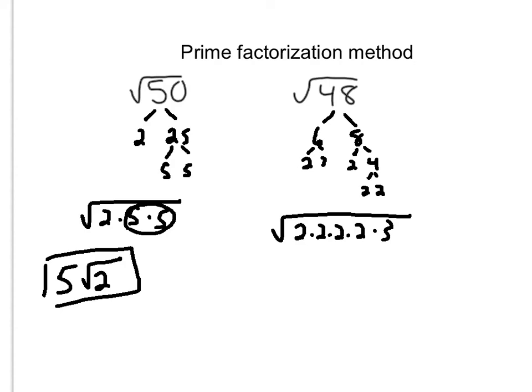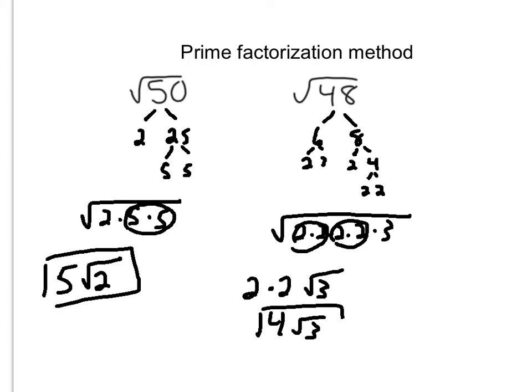So now again, I'm going to look for pairs of numbers to pull outside the radical. Well, I've got a set of 2's. I've got another set of 2's, so I'm going to put 2 times 2. And then 3 does not have a pair, so it's going to stay underneath the radical. And then I'm just going to multiply the numbers I have outside the radical. So 2 times 2 is 4, times the square root of 3. Okay? Same answer, just different method.